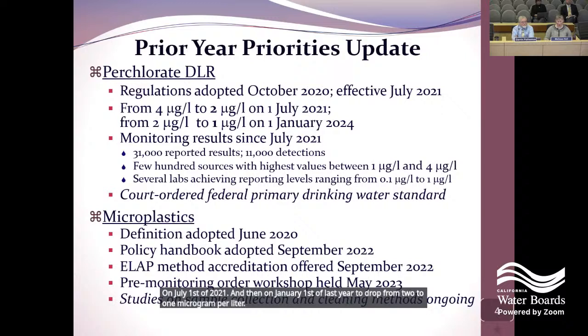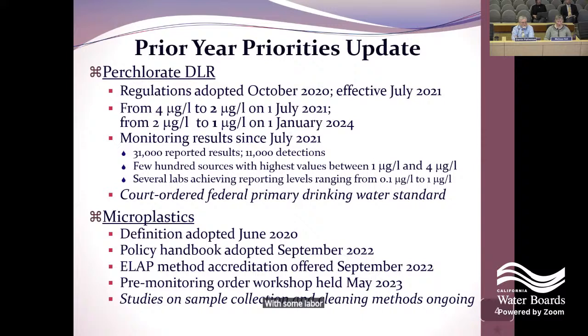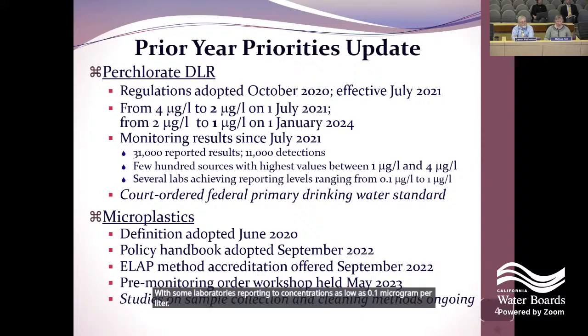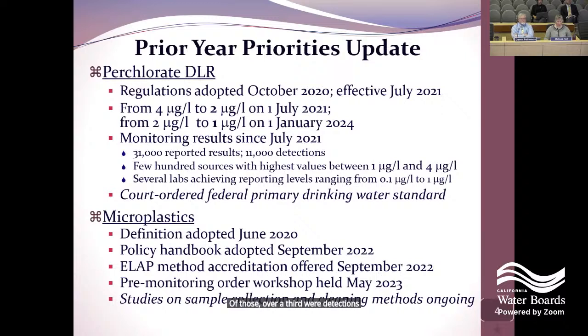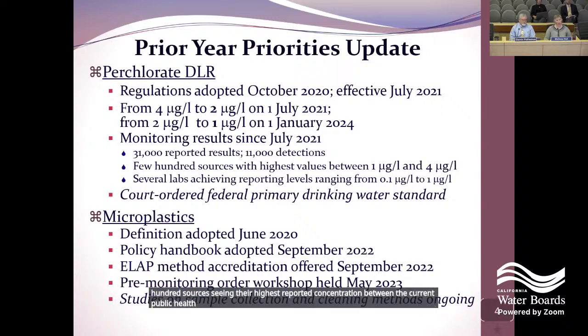Since then, more than 80%, or approximately 31,000 community and non-transient, non-community water system sources now have perchlorate results reported under the new DLRs, with some laboratories reporting to concentrations as low as 0.1 microgram per liter. Of those, over a third were detections, approximately 11,000, with a few hundred sources seeing their highest reported concentration between the current public health goal of 1 microgram per liter and the former DLR of 4 micrograms per liter.